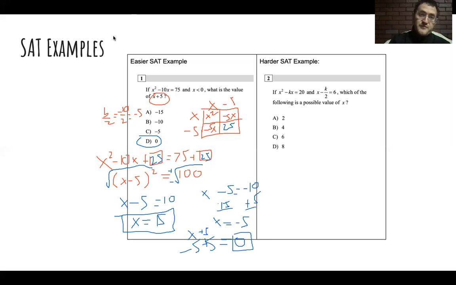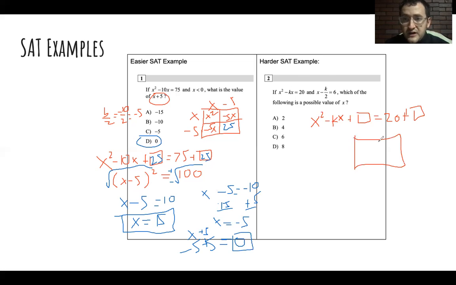Number 2 is a harder example. It's more conceptual in nature, so you might want to look at the conceptual example we did a minute ago. On this one, it's still the same idea. We're going to be adding a magic box on both sides, and I'm going to reason what that magic box is going to be.